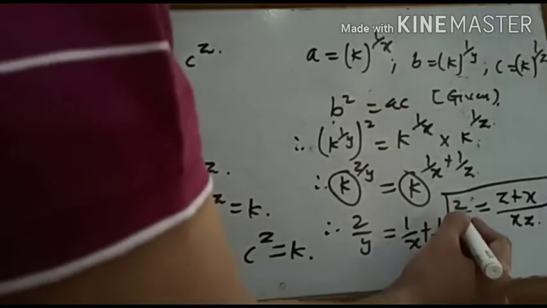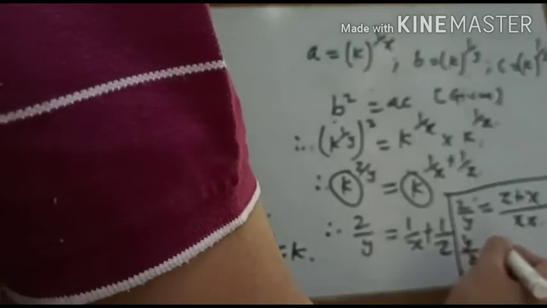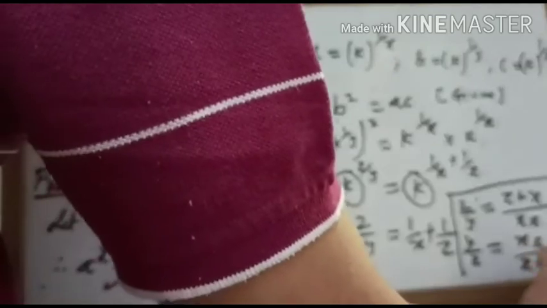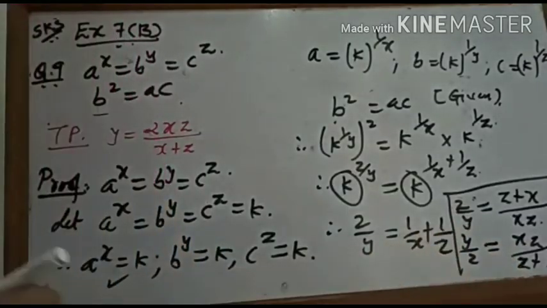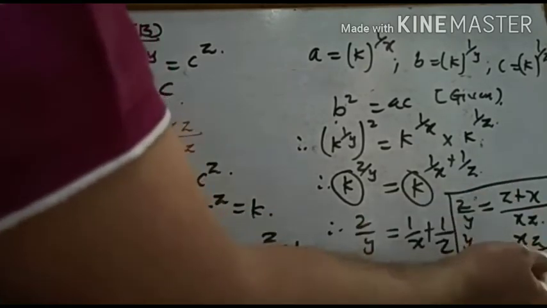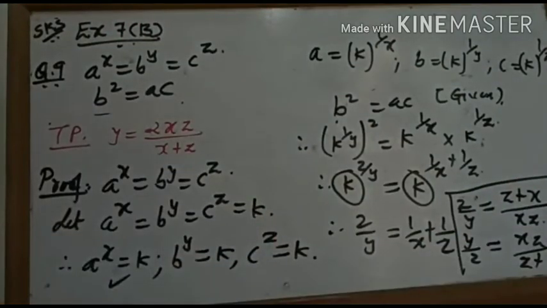I am taking inverse of both sides. y upon 2 is equal to xz upon z plus x. I have taken multiplicative inverse. ये p upon q था, तो यहाँ पर q upon p कर दिया. So same thing will happen. Other side also I have to take the inverse.